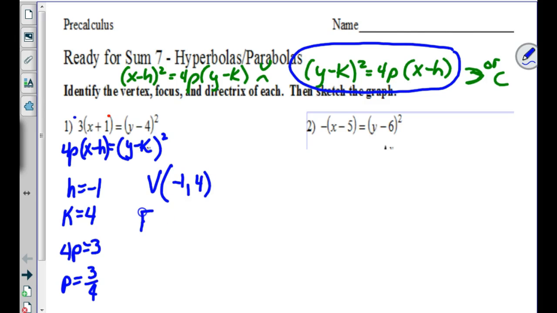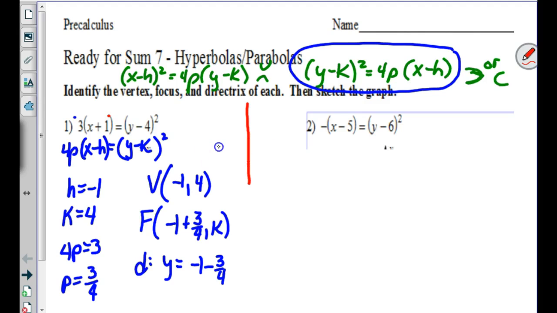The focus is supposed to be (h + p, k). And the directrix, the other thing it asked for on the quiz, is x equals h minus p. Now, you do have to graph it on the quiz.